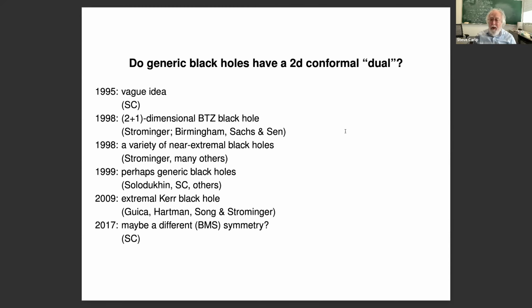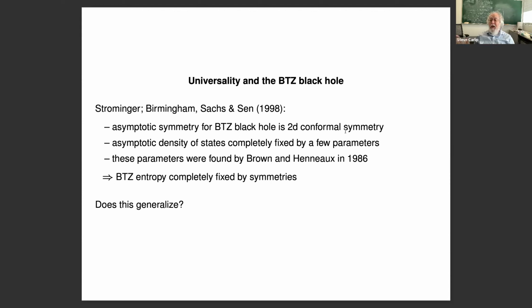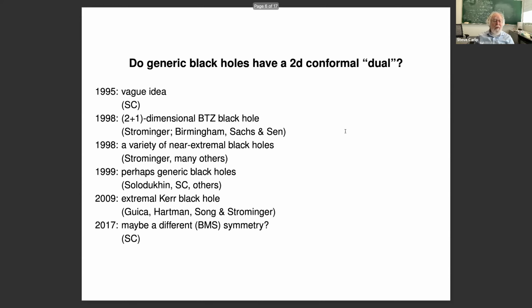So the problem with this is that it appears to be unique to the 2+1 dimensional black hole. Two-dimensional conformal symmetry is much, much stronger than conformal symmetry in higher dimensions. The group of conformal transformations is infinite dimensional in 2 dimensions. It's finite dimensional in 3 dimensions. So there isn't an analog to this in higher dimensions. So the question is whether it's possible to generalize.